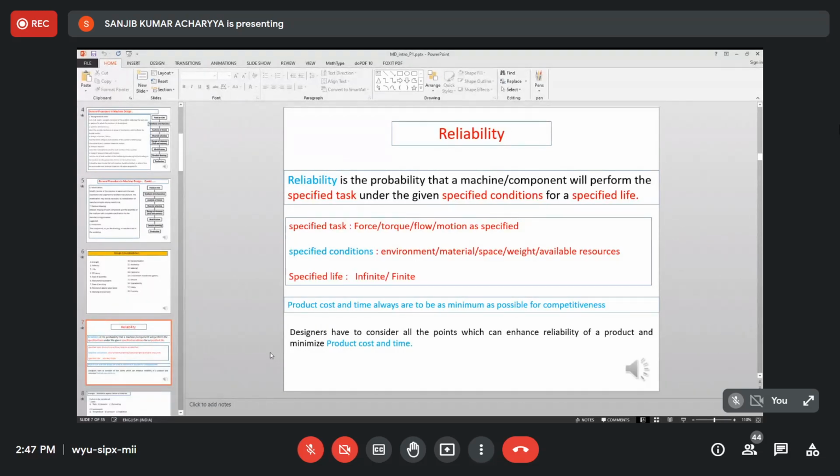If you try to increase the reliability in the product, generally it will enhance the cost. And at the same time, the time of production also may be increased due to higher reliability. Therefore, it is a challenge to the designer to design in such a way that the optimum values of reliability, cost, and time are chosen, isn't it?